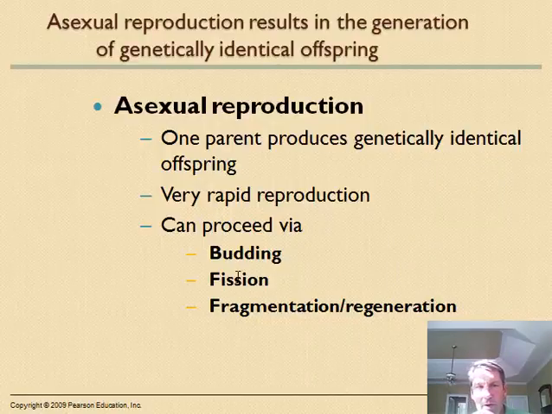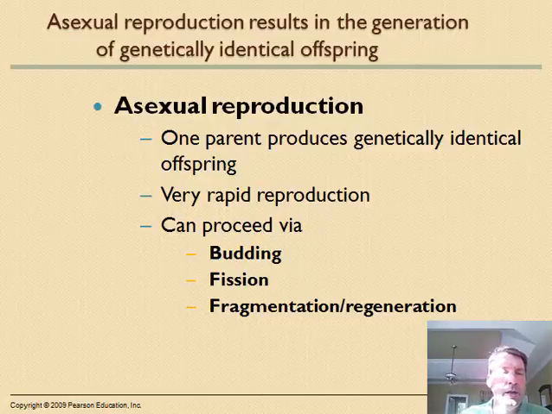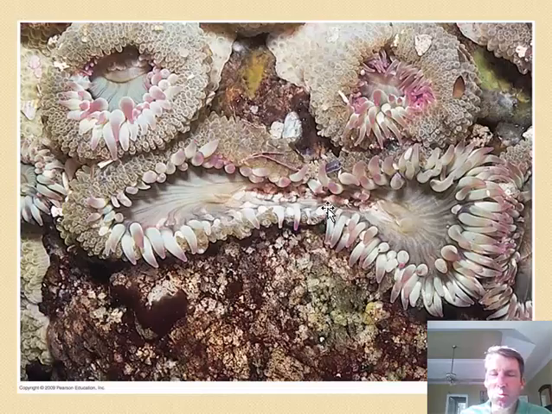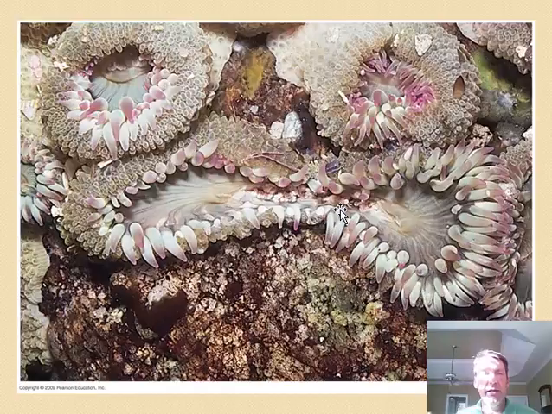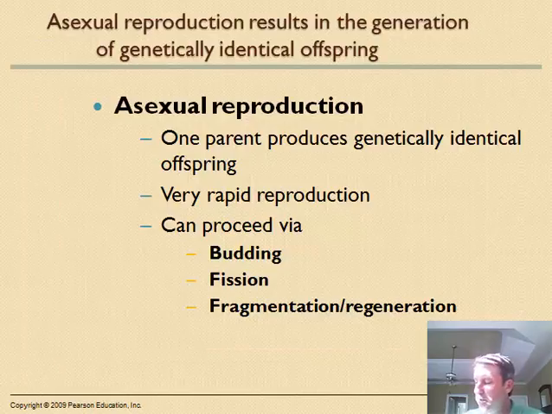Another example is fission, which is just the splitting from one organism, just splits from one into two. Here's an example of an anemone that is just splitting. So this one right here is one, but it's in the process of splitting into two. Again, same individual, so the genes are genetically identical to each other.